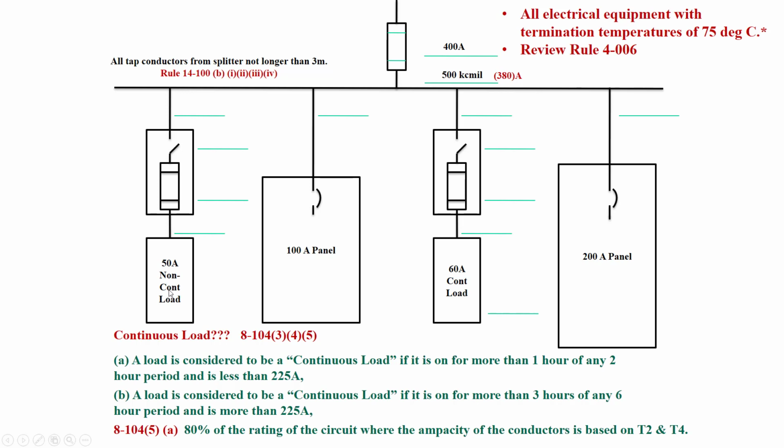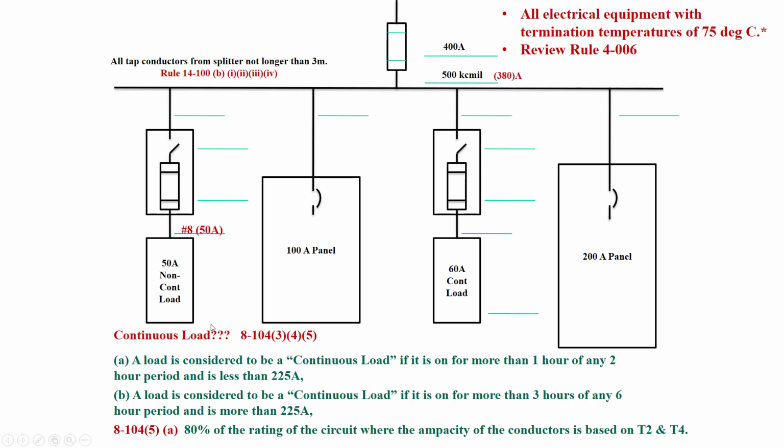So a 50 amp non-continuous load. If this is non-continuous, that means I can load that conductor up to its values in table 2 or 4 without derating that conductor essentially. So for a 50 amp non-continuous load, if we go to table 2 and look up the 75-degree column, we would see that we would need a number 8. A number 8 would cover that 50 amp load. It is good to exactly 50 amps.